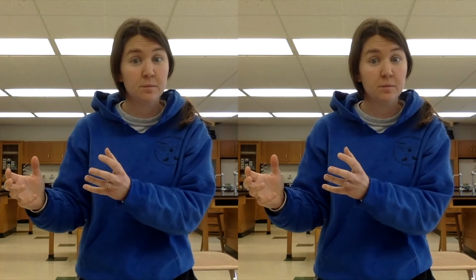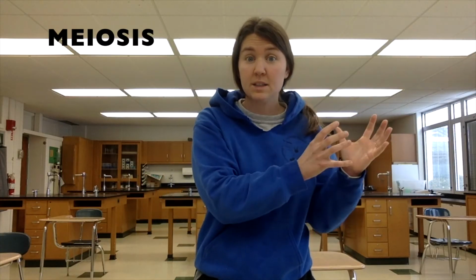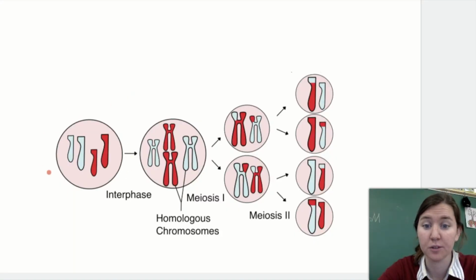So in mitosis, we go from one diploid cell to two diploid cells that are identical. But in meiosis, we're going to take one diploid cell and it's going to divide twice to make 4 different haploid cells. So meiosis will begin after interphase here. And so in the first round of division, our homologous chromosomes are separated. And then in the second round of division, the sister chromatids are separated. And so we end up with our 4 haploid cells.